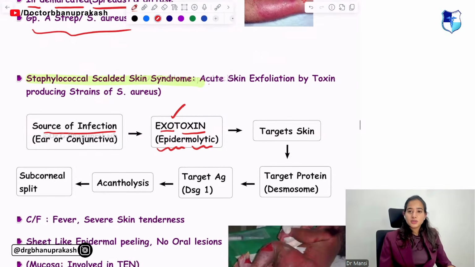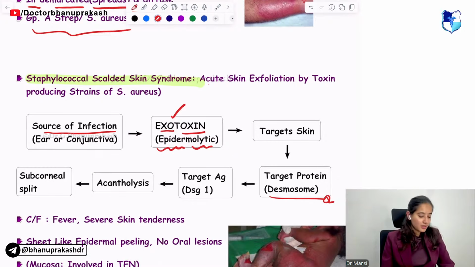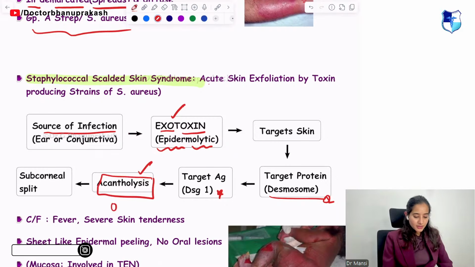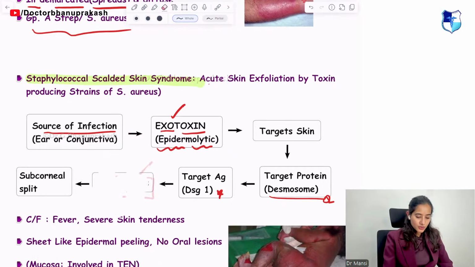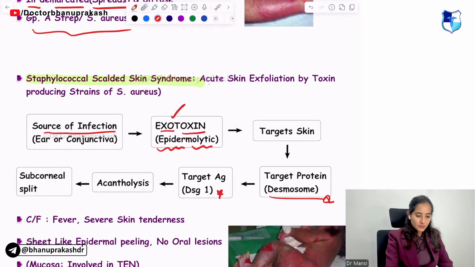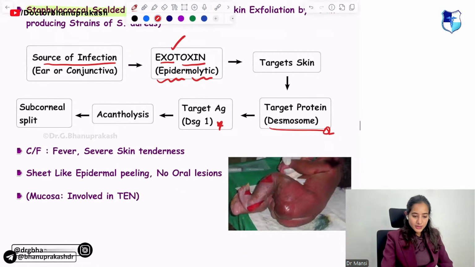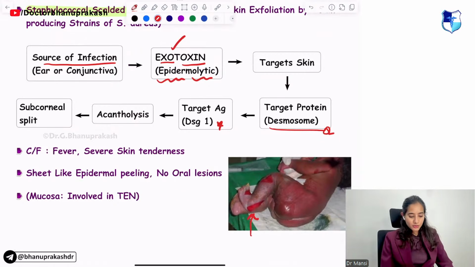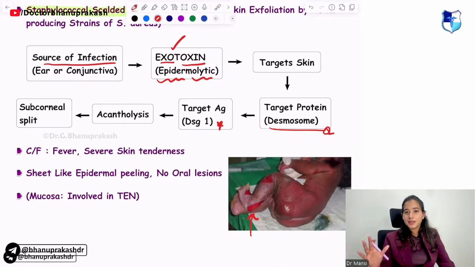When it targets your skin, where exactly does it target? This is your desmosome, which you have been waiting for, your desmoglein 1, and the target antigen is desmoglein 1. It makes your cells round like this, and this is acantholysis, which is going to be seen in them, and there will be a subcorneal split. You can see that this kind of image will be given to you in the question, where you can see sheet-like epidermal peeling happening.